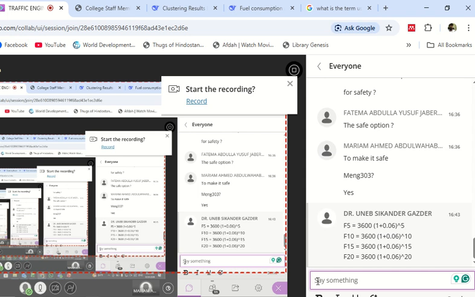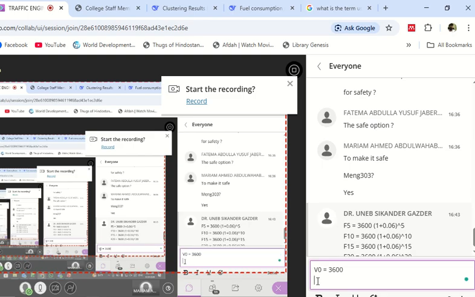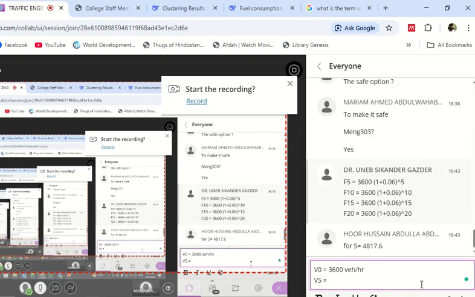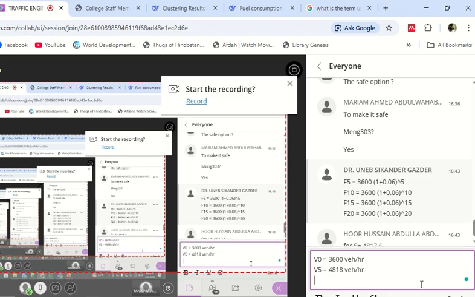In this way you will have 5 volumes. V0 is 3600 vehicles per hour, and the remaining values you will get from these equations. So V5 is how much? 4818. Okay, V10 is how much?